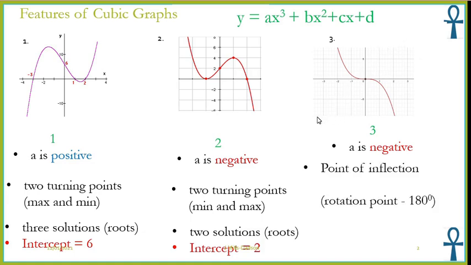Now for this one, we call it point of inflection because at that point, you can think of rotating it 180 degrees and it will still look the same. So we call this point of inflection. It doesn't come down and go up, so we call it point of inflection. And of course, the intercept is 0.